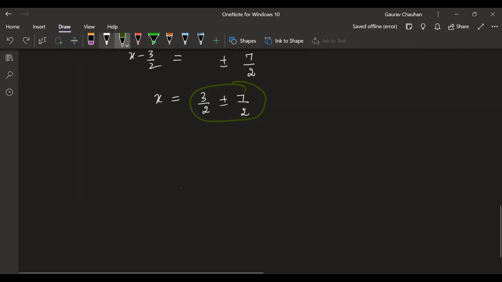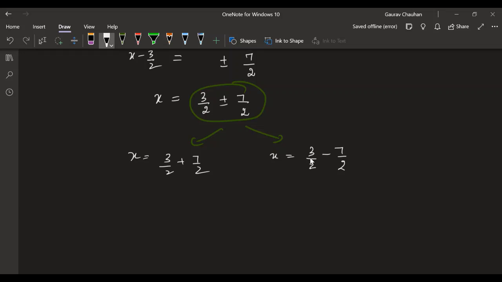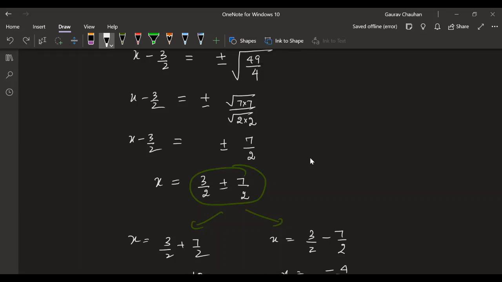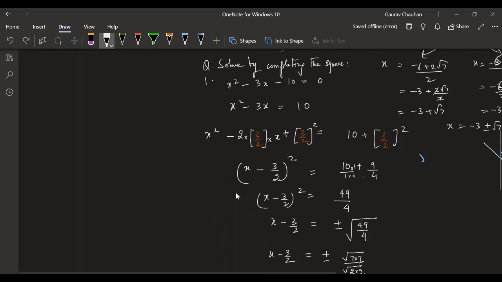So I will get two parts here, right? x is equal to 3 by 2 plus 7 by 2, and x is equal to 3 by 2 minus 7 by 2, right? That is x is equal to 10 by 2, that's x is equal to 5, and x is equal to minus 4 by 2, that's equal to minus 2. Yeah, reach this answer, guys. Don't stop here if it is possible. If you are getting something like a root only here, then you can leave it. Got it? Yeah. Now that was this question.